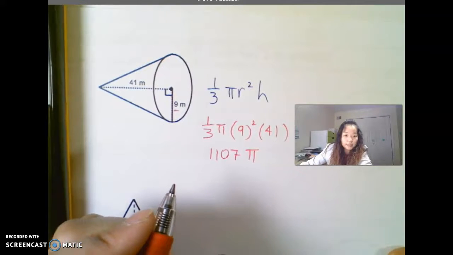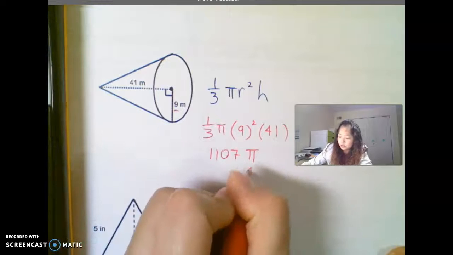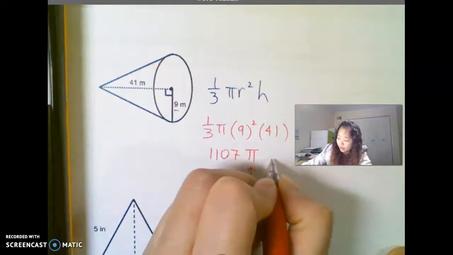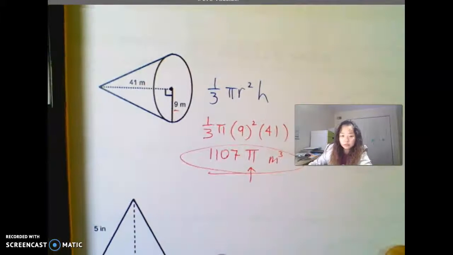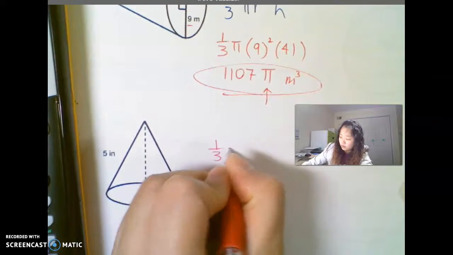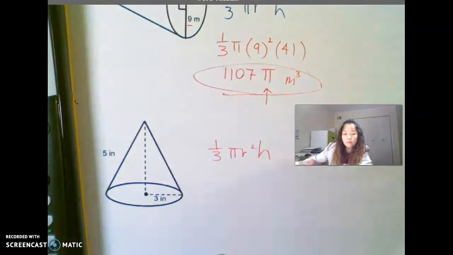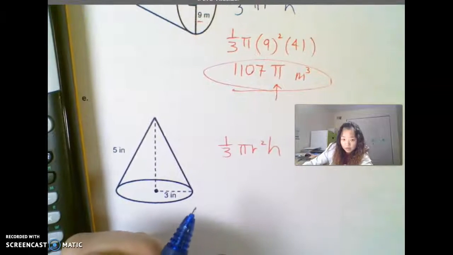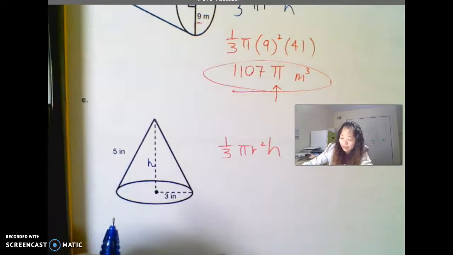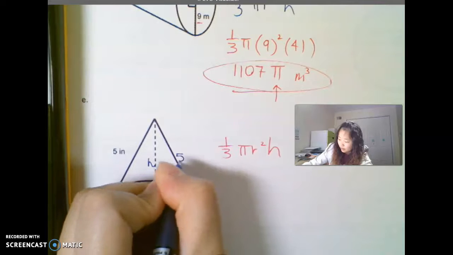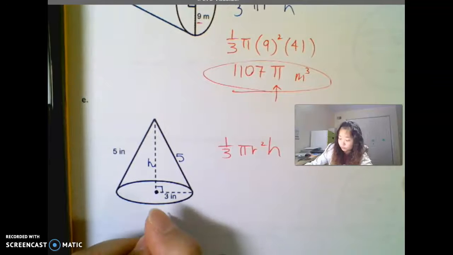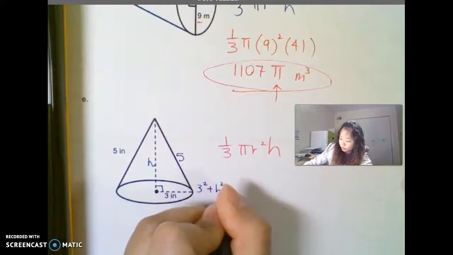Okay, and same for SAT. They will ask you guys to write the answers in terms of pi. So 1107 pi meter cubed, right? All right, next one. 1/3 pi r squared h is the formula, but they didn't give us the height. What? What is the height? Well, I know this is 5. What is this?